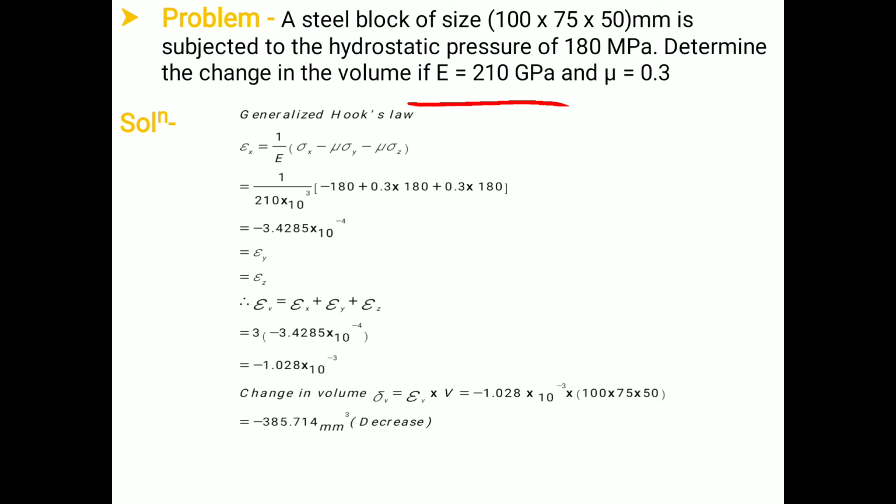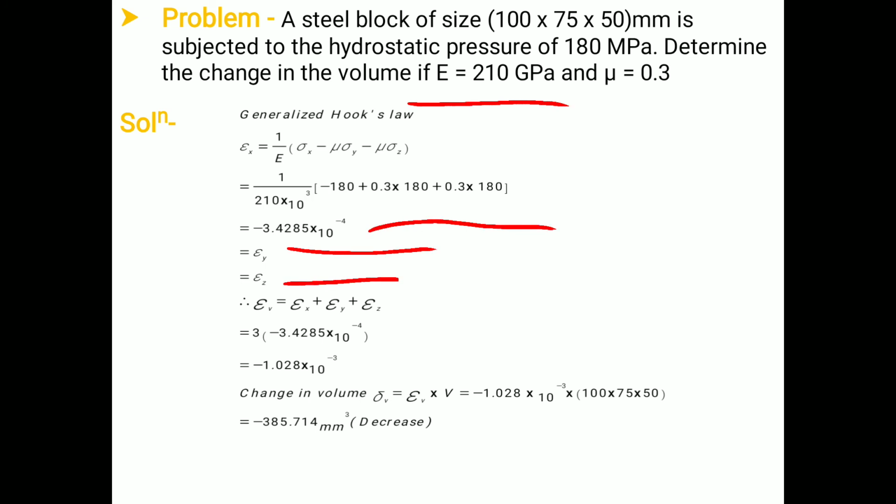On solving the equation for epsilon x, I have the value of epsilon x which is equal to minus 3.4285 into 10 raised to minus 4. That minus sign indicates that the strain along x direction will be in the form of a decrement in its length. So there will be a decrement along x direction. Now at the hydrostatic pressure, sigma x, sigma y and sigma z are all the same. We have the same value for epsilon y also and the same value for epsilon z also.